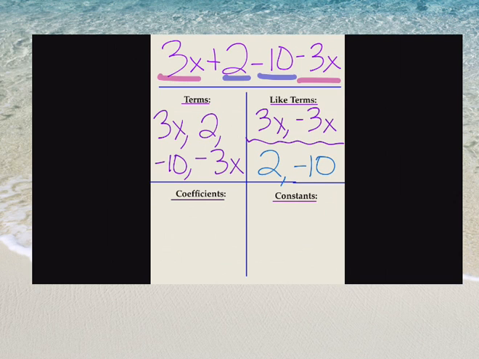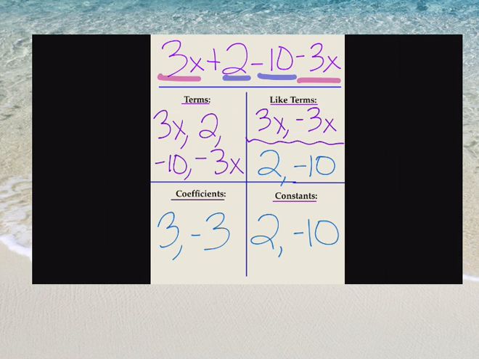Okay? Next is our coefficients. Remember, coefficients are numbers attached to the variable. So in this case, our coefficients are 3 for 3x and -3 for -3x. Our constants, remember, are any numbers that do not have variables attached. So these numbers would be 2 and -10.